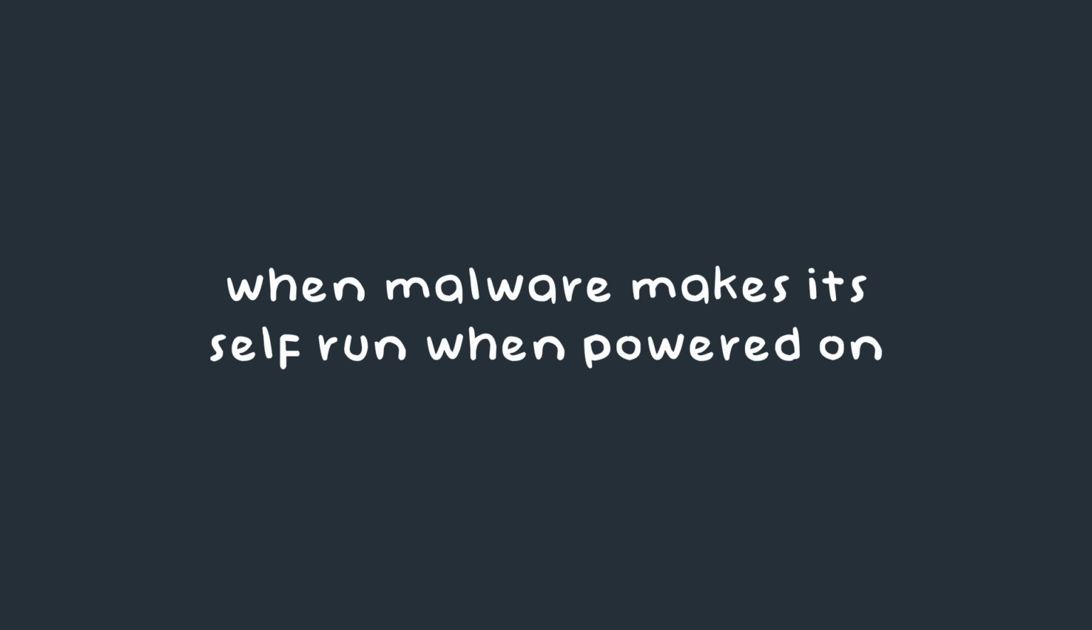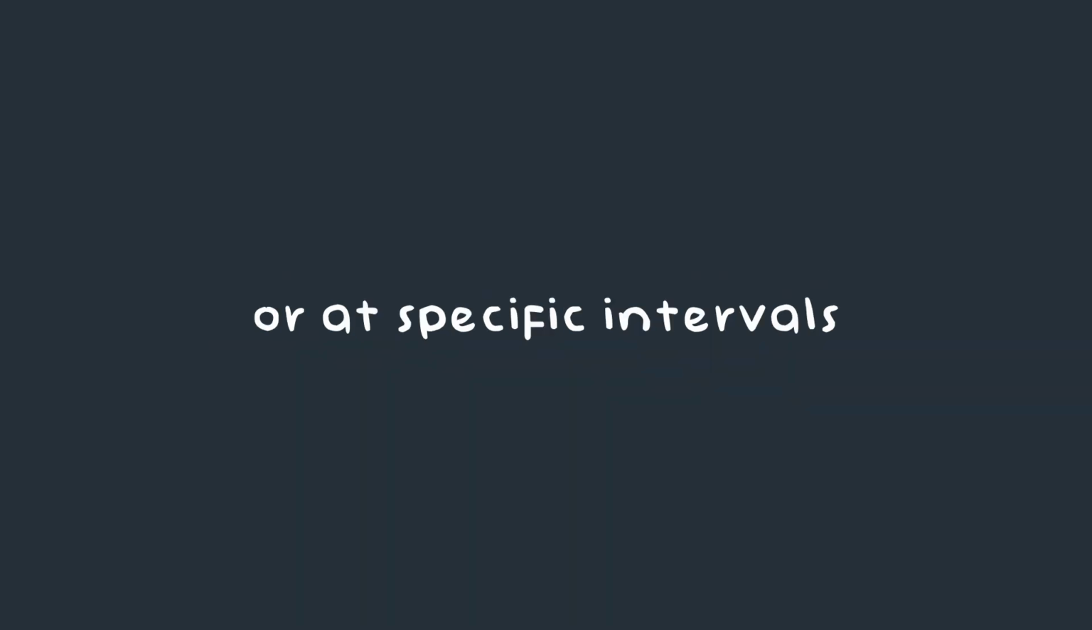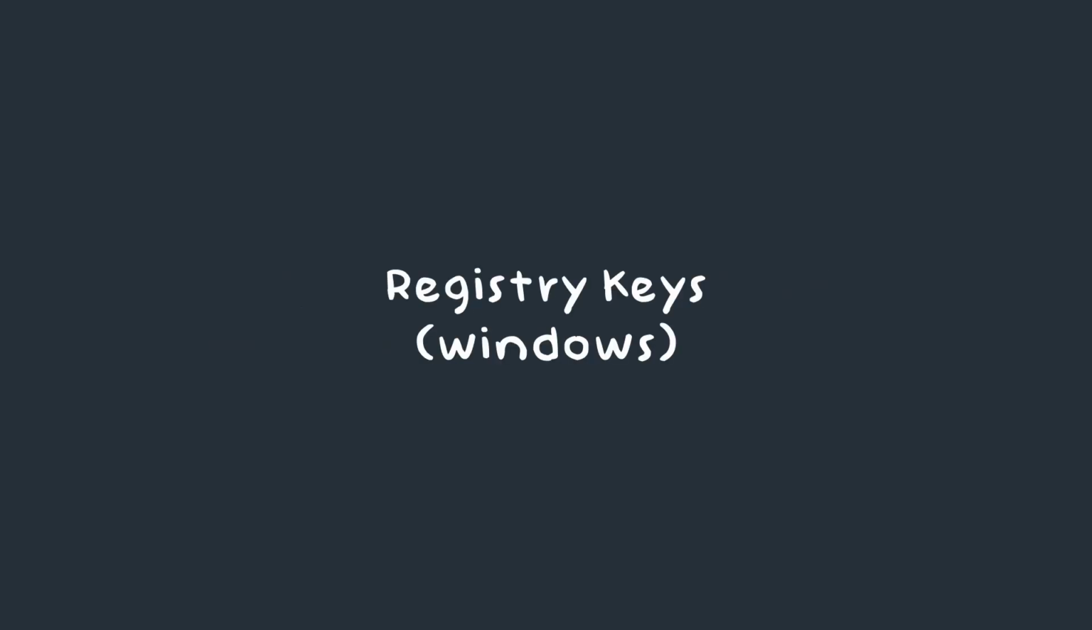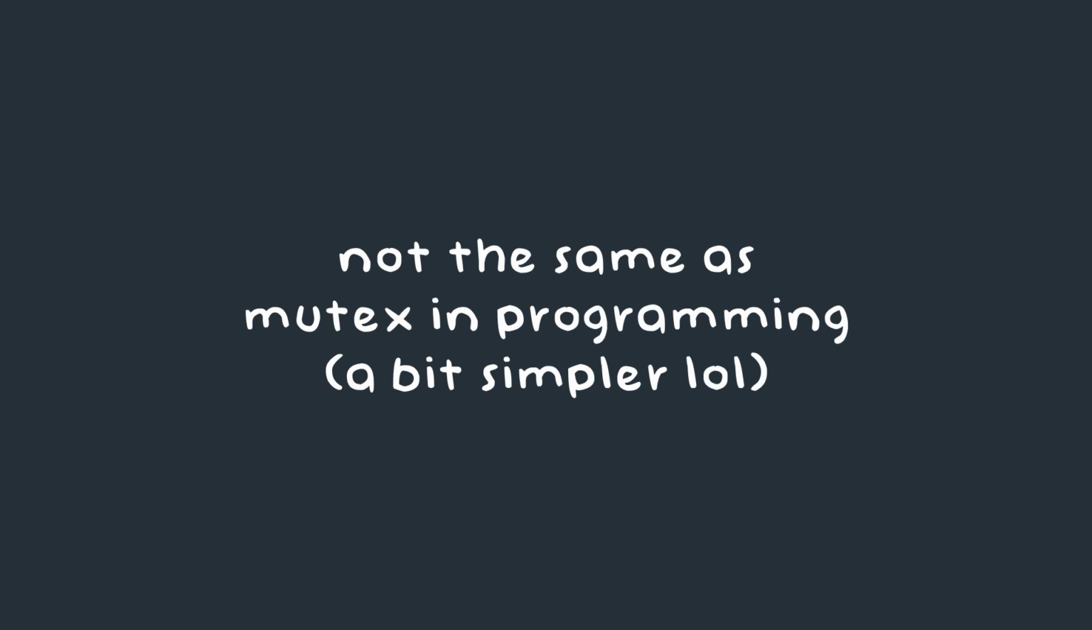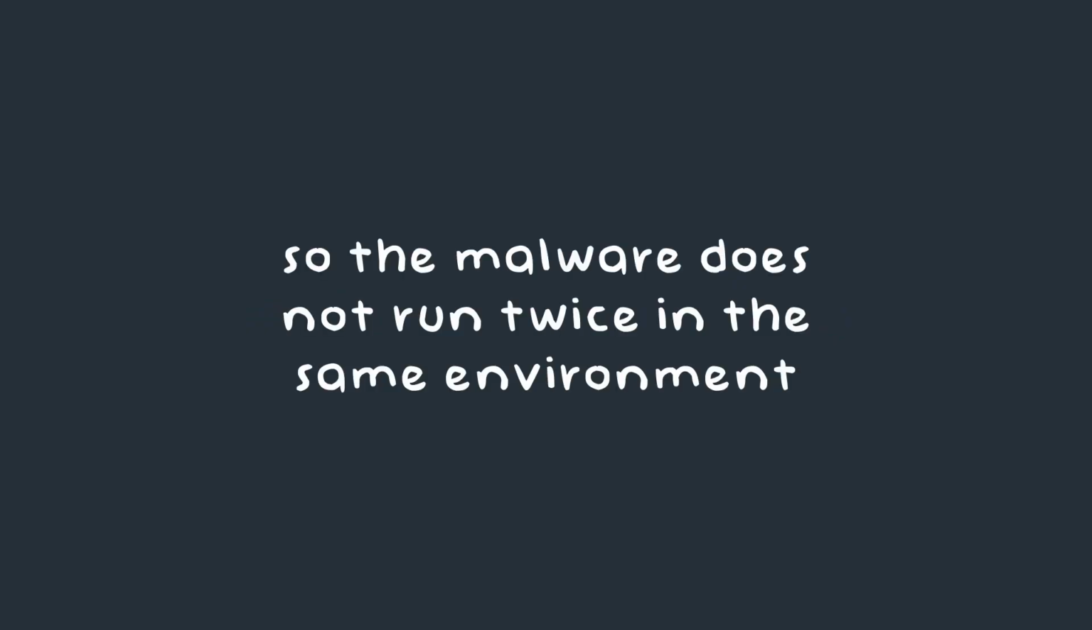Crypters sometimes have a feature called persistence. This is where malware makes itself run whenever the device is powered up or at specific intervals. This can be done with registry keys and scheduled tasks for Windows. They can also have a feature dubbed mutex, which is not to be confused with mutex in programming languages. This just simply makes sure the malware is not run twice in the same environment.